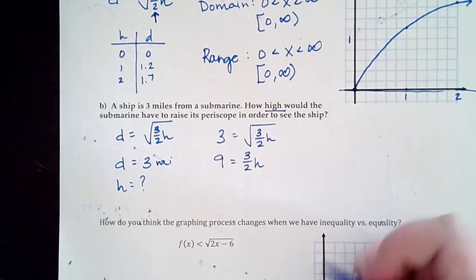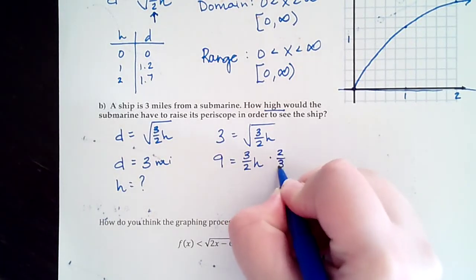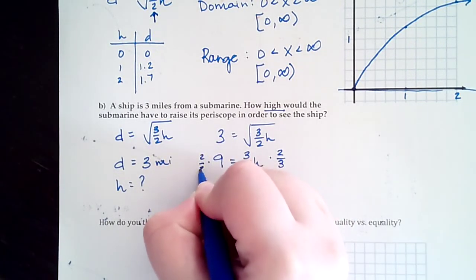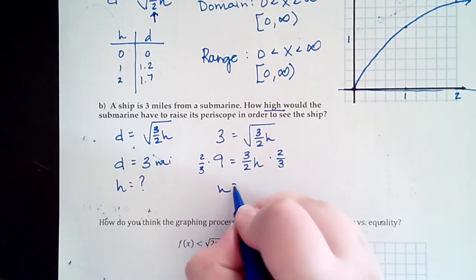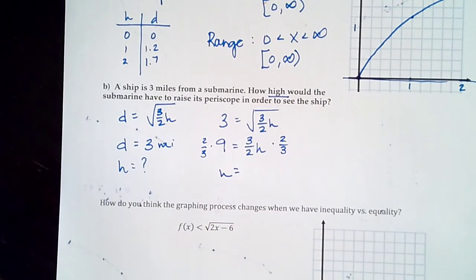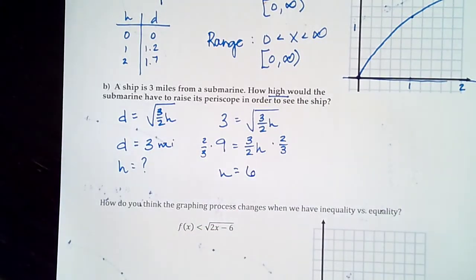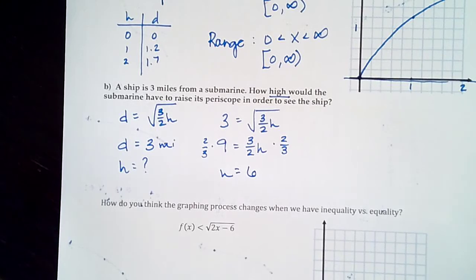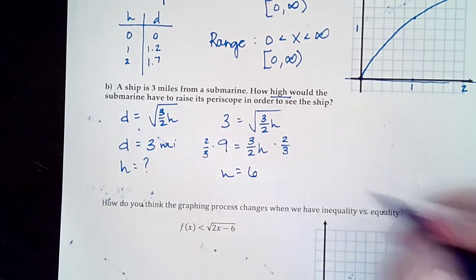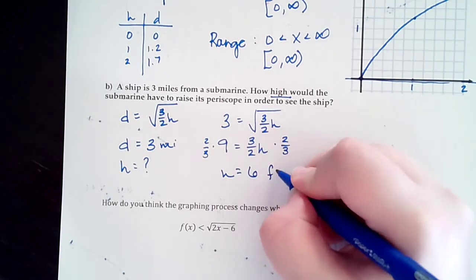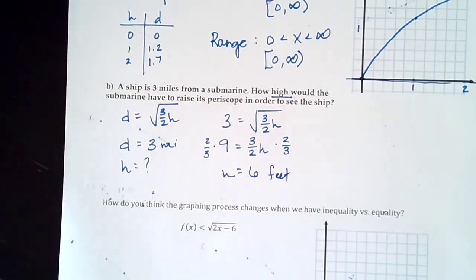How do I get rid of a fraction? I multiply by the reciprocal. And I'm left with h. I'm going to put the h on the left side. And then 9 times 2/3 is 6. So how high would the submarine have to raise its periscope in order to see the ship? We know that h is in terms of feet. So it would have to raise its periscope approximately 6 feet.